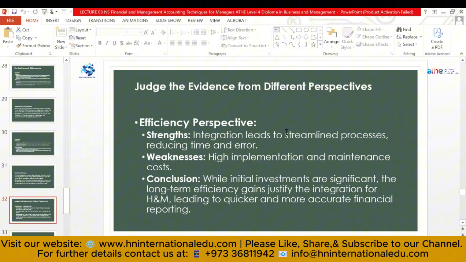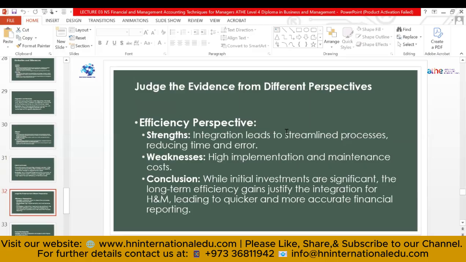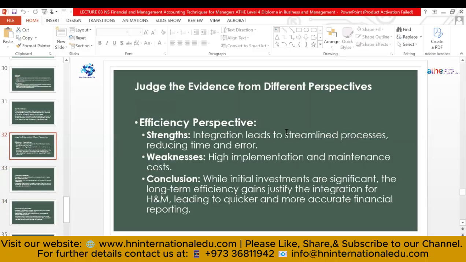Judge the evidence from different perspectives. First is from the efficiency factor. Strengths and weaknesses, conclusion. Integration leads to streamlined processes, reducing time and error, because obviously when you're efficient, things are quite smooth. Whereas high implementation and maintenance cost, it is expensive. Conclusion. While initial investments are significant, the long-term efficiency gains justify the integration for H&M, leading to quicker and more accurate financial reporting. When you're working on minute things as well, ultimately you will get a nice output.